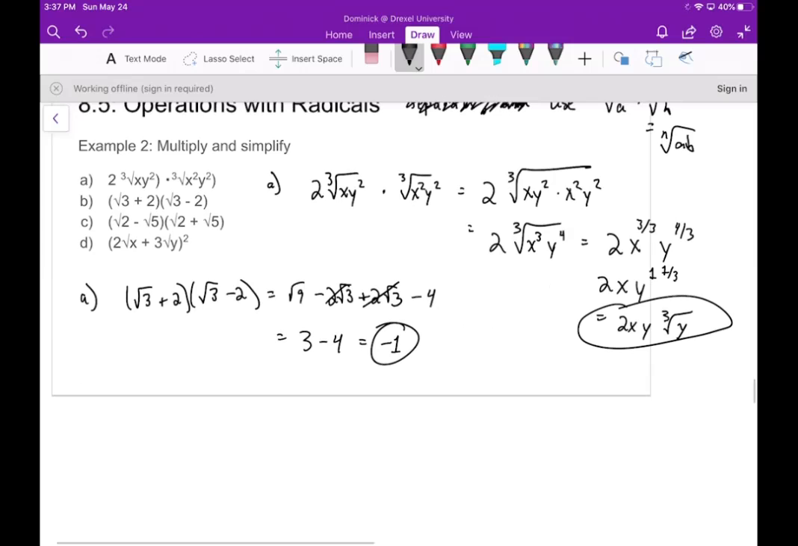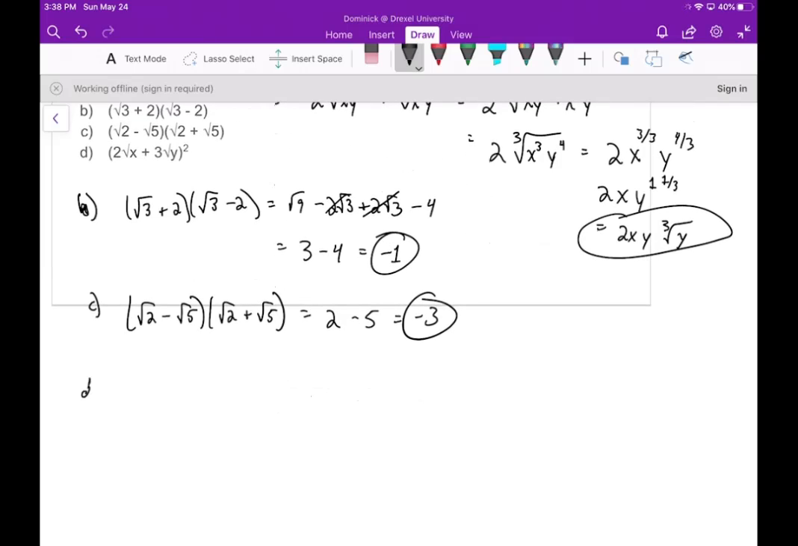Okay, and now we can sort of use a similar trick for part C. This was part B, sorry. Part C, we have a square root of 2 minus square root of 5 times the square root of 2 plus square root of 5. And if we FOIL here, we're going to get a square root of 2 times square root of 2 is 2. And then a square root of 2 times positive 5 is a plus square root of 10. Minus square root of 5 times 2 is minus square root of 10, so they cancel. And then we get a minus 5, so negative 3.